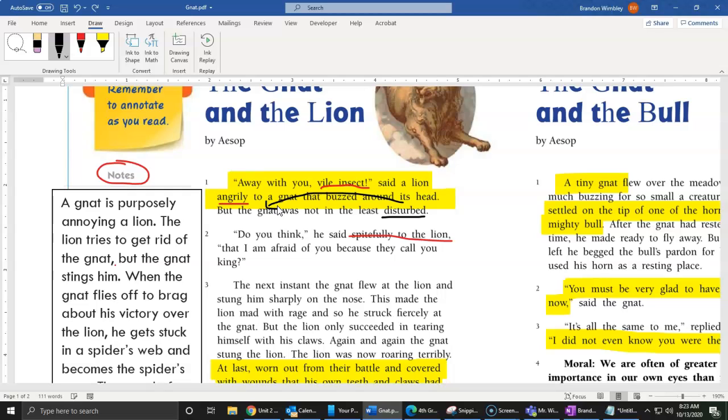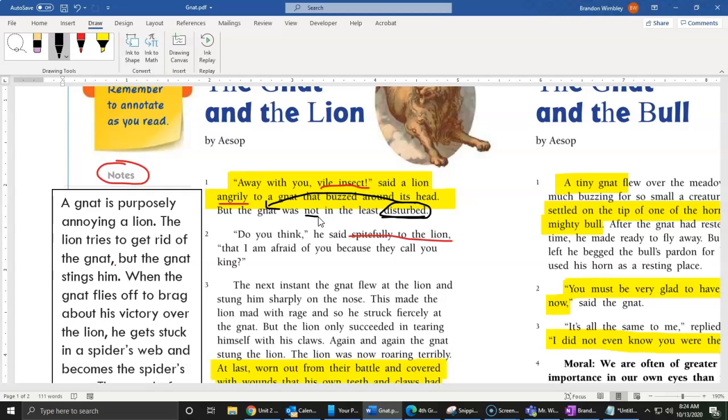"Do you think," he said spitefully to the lion, "that I'm afraid of you because they call you king?" So looking at that word disturbed, I kind of have an idea what it means, and I know it's an adjective, but if I didn't, I'm going to show you how I could figure out what disturbed might mean. So I'm going to circle it because I'm not quite sure. And I'm now going to read that entire sentence again and see if I can figure out what the gnat's feeling. But the gnat was not in the least bit disturbed. So I understand that the gnat did not feel this way. He's not feeling disturbed because of that. So he's feeling kind of the opposite.